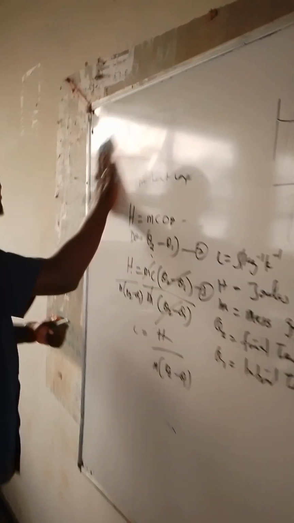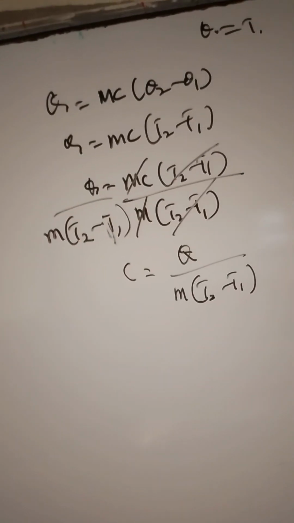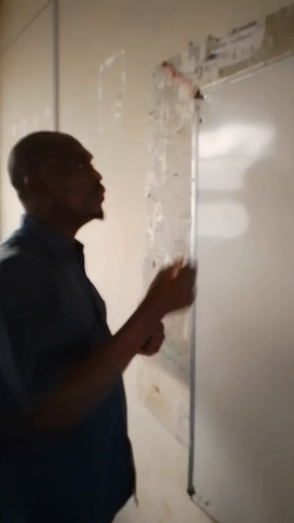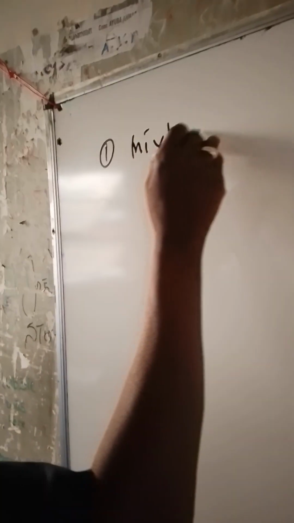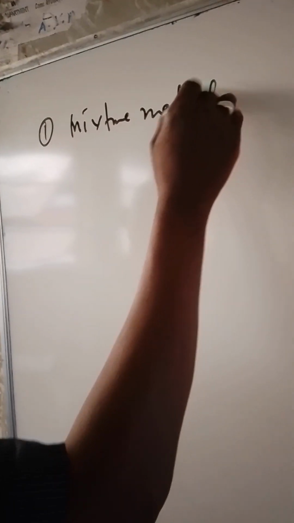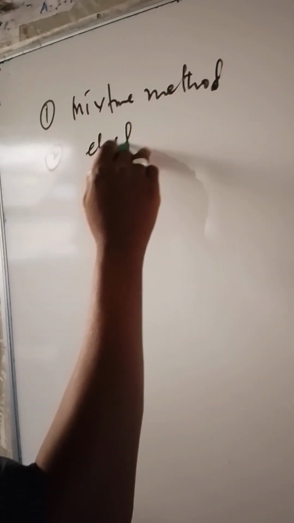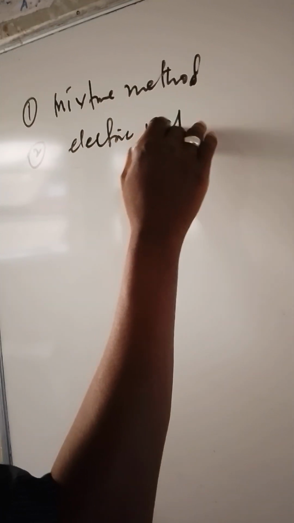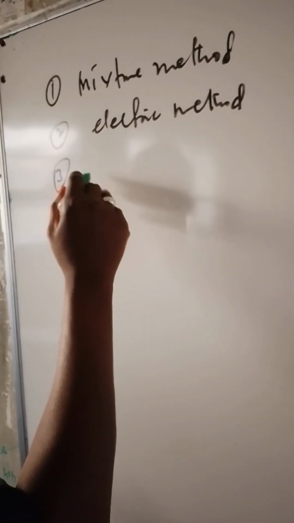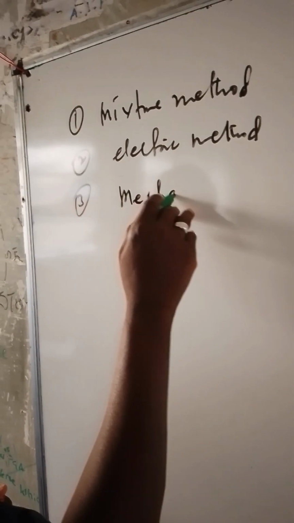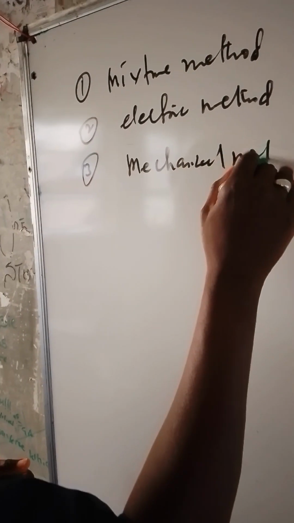That leads us to the methods involved in calculating the specific heat capacity. How many are there? There are 4 in number. The first one is the mixture method. The second one is the ignition method. We have the electrical method. The third one is the mechanical method.